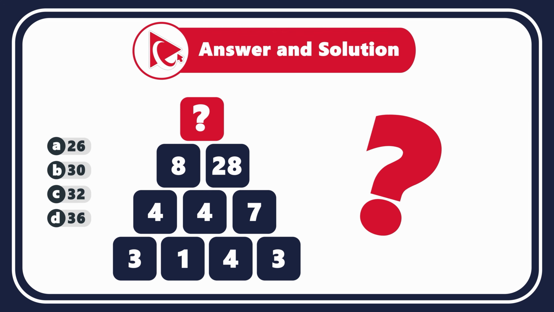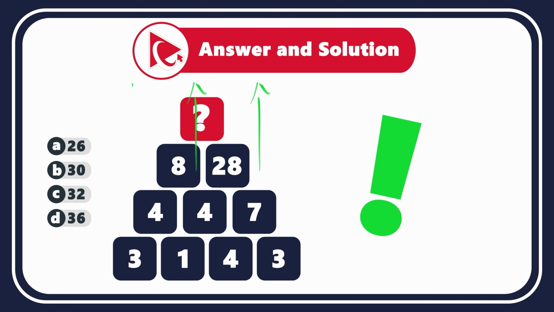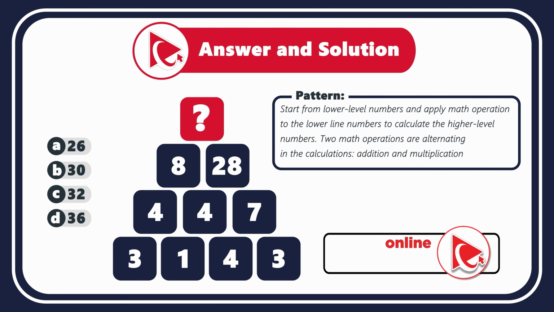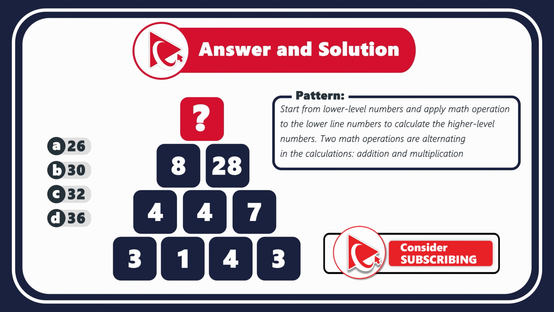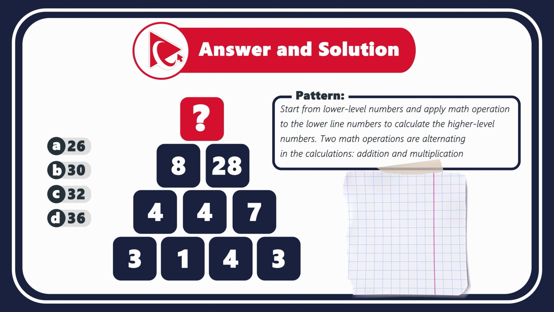Remember how I presented the information to you? I started from the top and went to the bottom. But in fact, you need to start from the low-level numbers and apply math operations to the low-level numbers to calculate the higher-level numbers. To confuse you even more, there are 2 math operations alternating in the calculations, addition and multiplication. Let's look at an example so you get a better understanding. Let's look at the numbers in the bottom left corner.